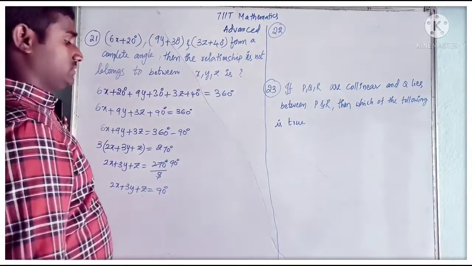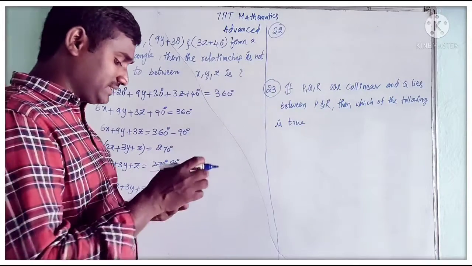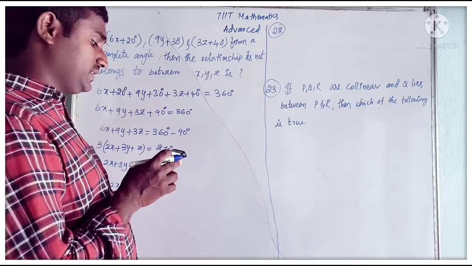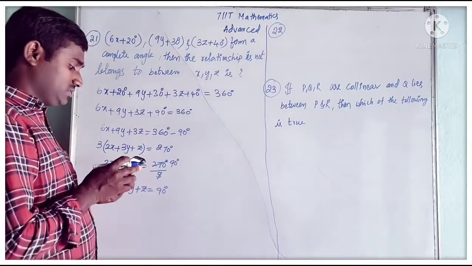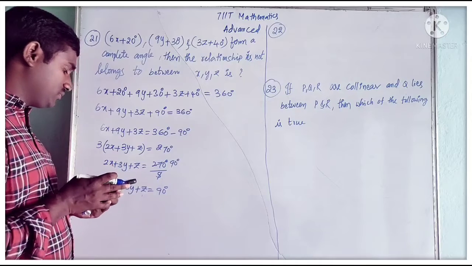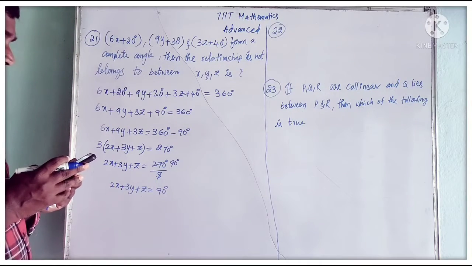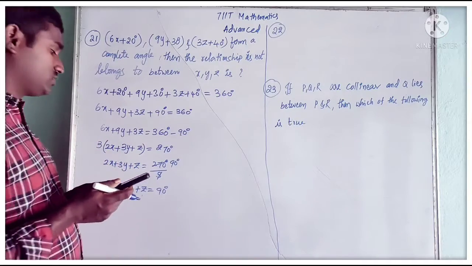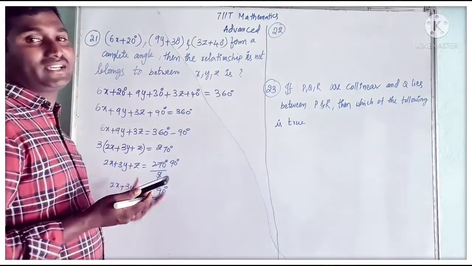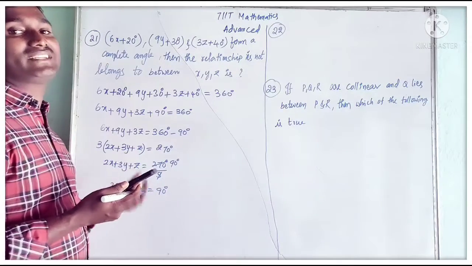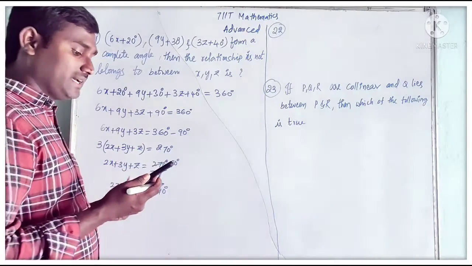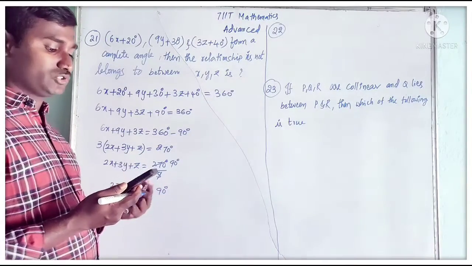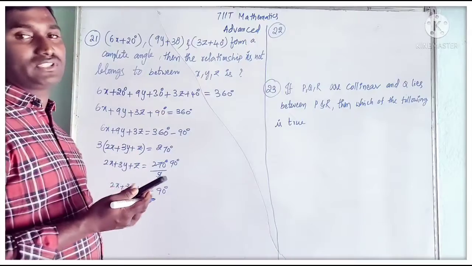Okay. Next, which is the correct option for that? The relationship that does not belong between x, y, z is asked. We got 2x plus 3y plus z equal to 90 degrees. So the relation that does not belong is the answer. The remaining three options are the correct relations. The second option is the correct relation, but they said not belongs to, so the first option, third option, and fourth option will come.